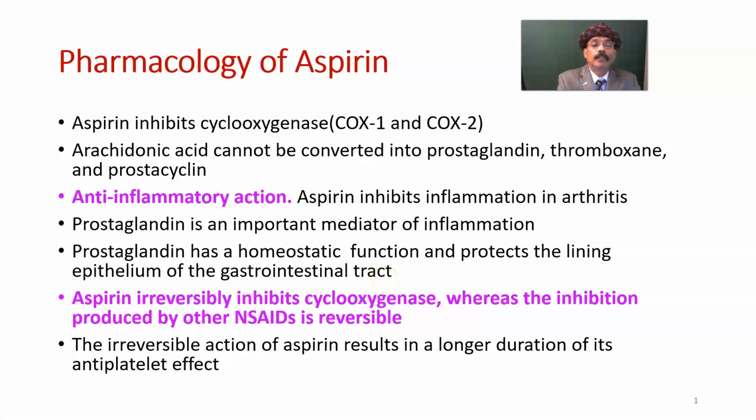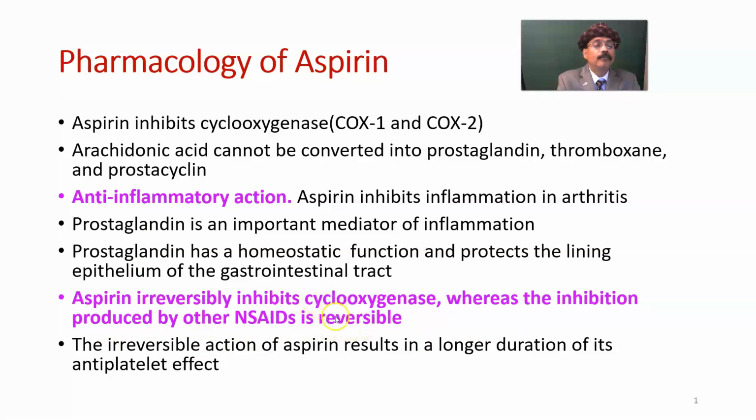So if a person takes aspirin, he may have hemorrhage from the stomach. And aspirin is an anti-inflammatory drug because it inhibits prostaglandin. Aspirin irreversibly inhibits cyclooxygenase, whereas inhibition produced by other NSAIDs is reversible.